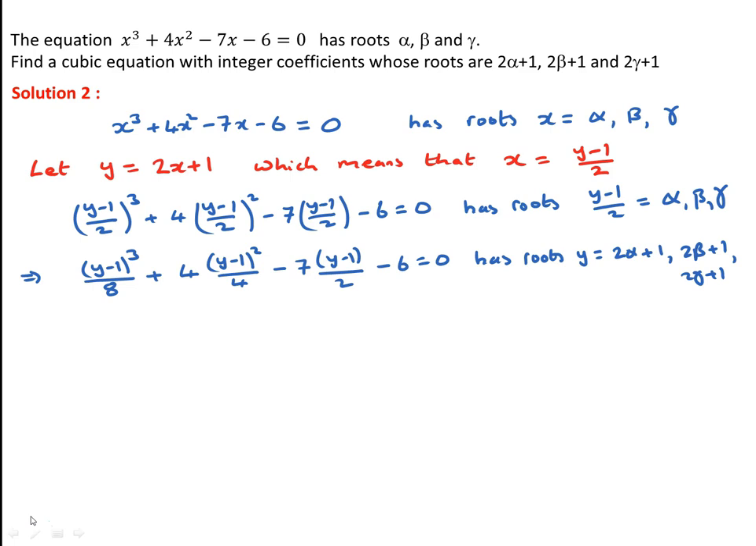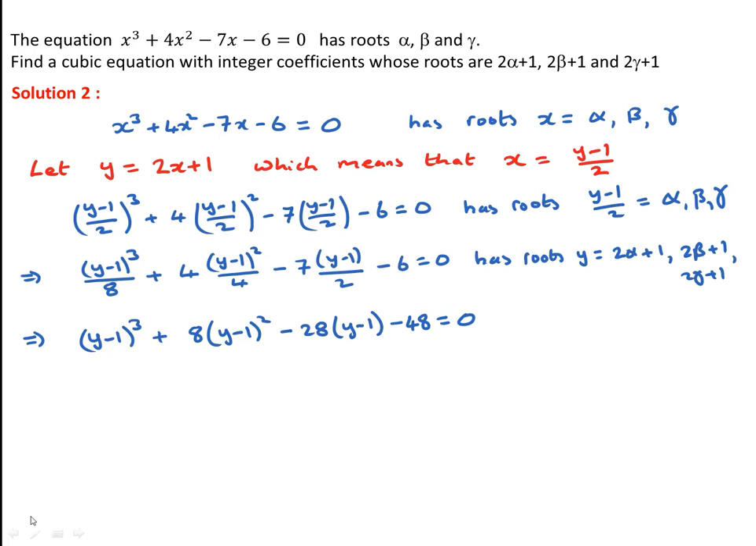The fractions are a little bit nasty in the equation, so it would be a good idea just to multiply straight through by 8, which will give me a rather easy equation, and the easy equation is y minus 1 cubed plus 8 lots of y minus 1 squared. Take away 28 lots of y minus 1. Take away 48 must equal 0.